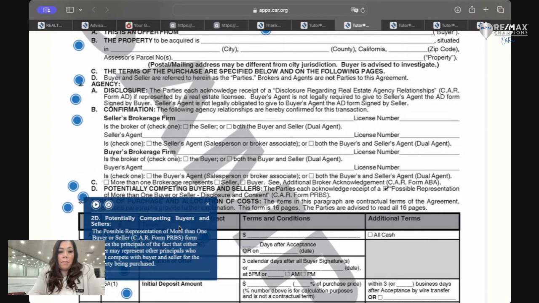And potential competing buyers and sellers. So this form, the PRBS, is a possible representation of more than one buyer or seller form, and it advises the principals of the fact that either broker may represent other buyers or sellers who might compete with them for the property being purchased. So that just allows you to have another buyer or another seller you're talking to about the property.